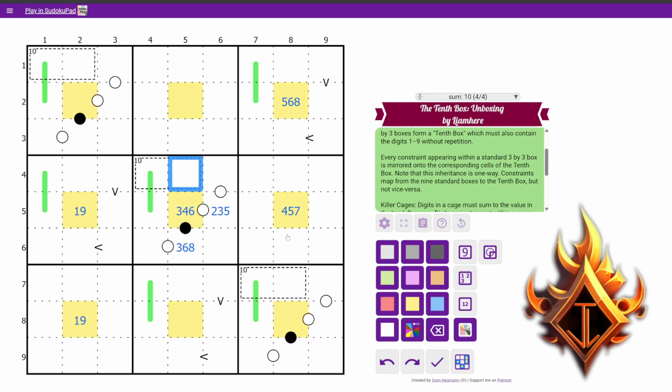6, 3, 2, 1 takes everything out of the 10. Is that right? 6, 3, 2, 1. Yeah, it does. So that cannot be 6. That cannot be 3. 8, 4, 3, 2. That would have to be 7. So that could be 9, 1. That would work.